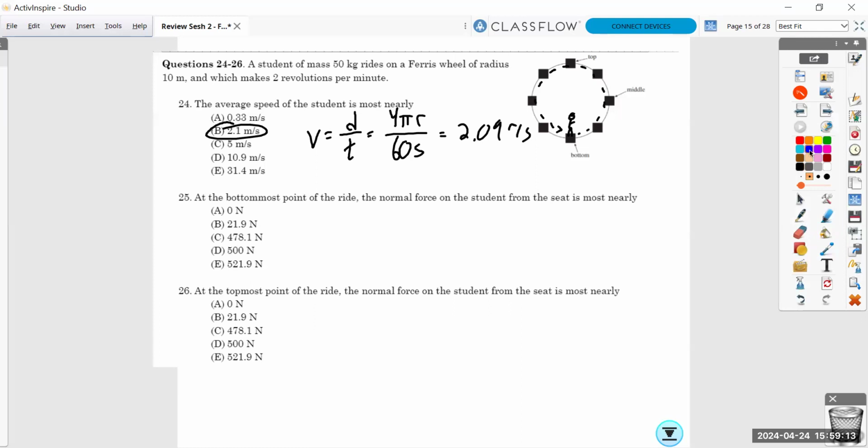All right. So we can figure out their speed, and then we want to talk about the bottommost point of the ride. Here we are at the bottom part of the ride, and we want to figure out the normal force on the student from the seat. It's really important, kind of like with the elevator question, to not forget gravity and not to just jump directly into trying to calculate. So let's start with our person and figure out what forces are on them at the bottom.